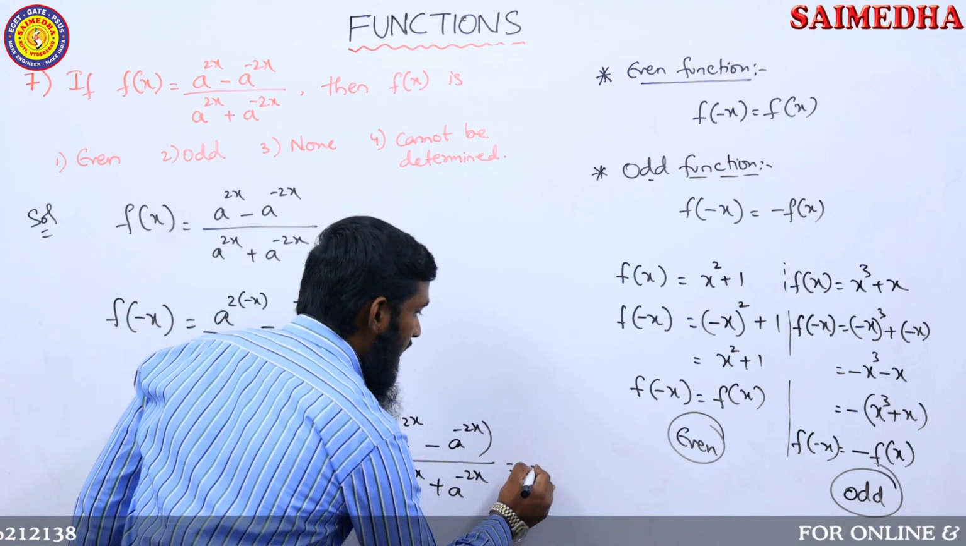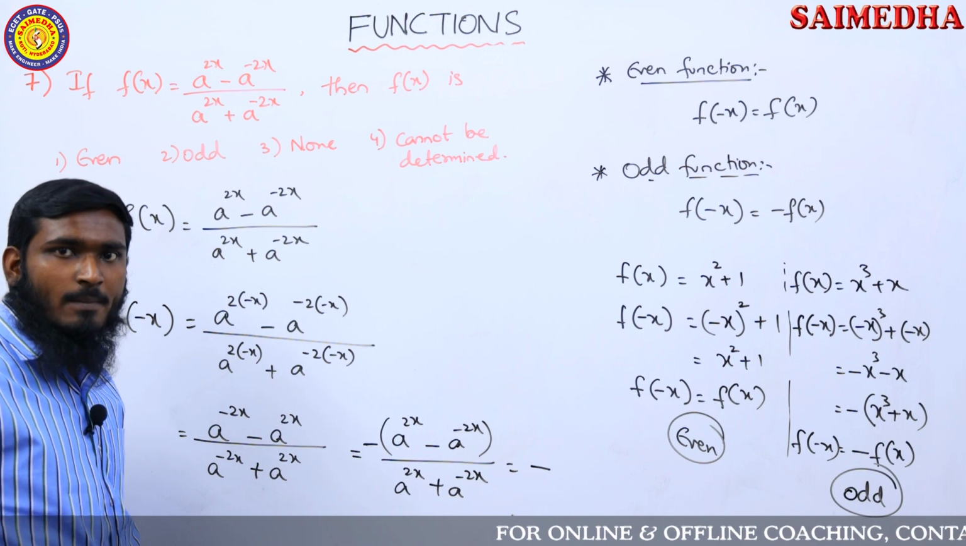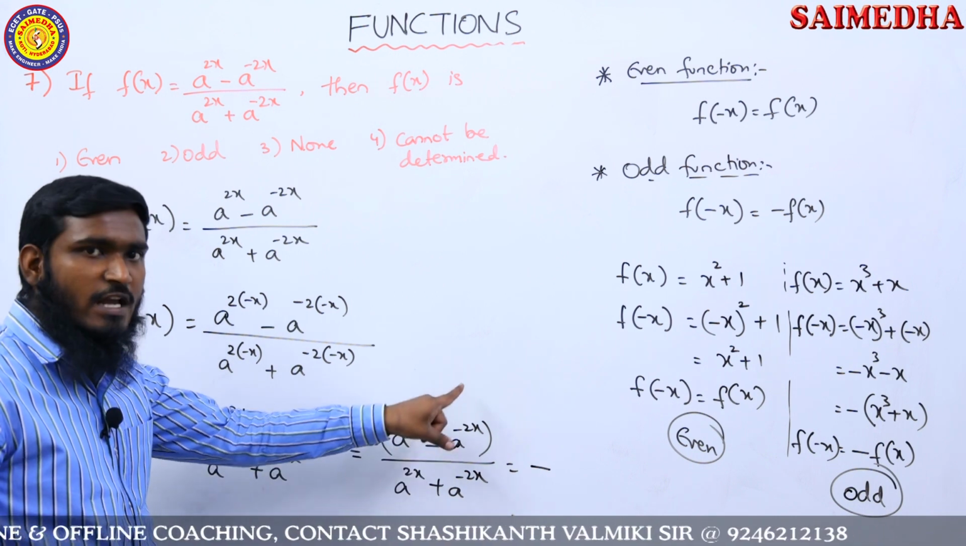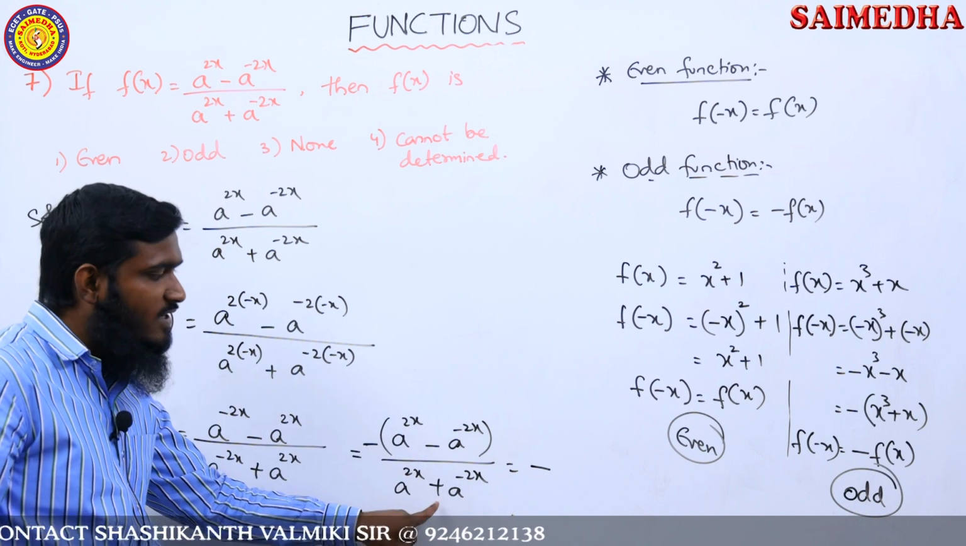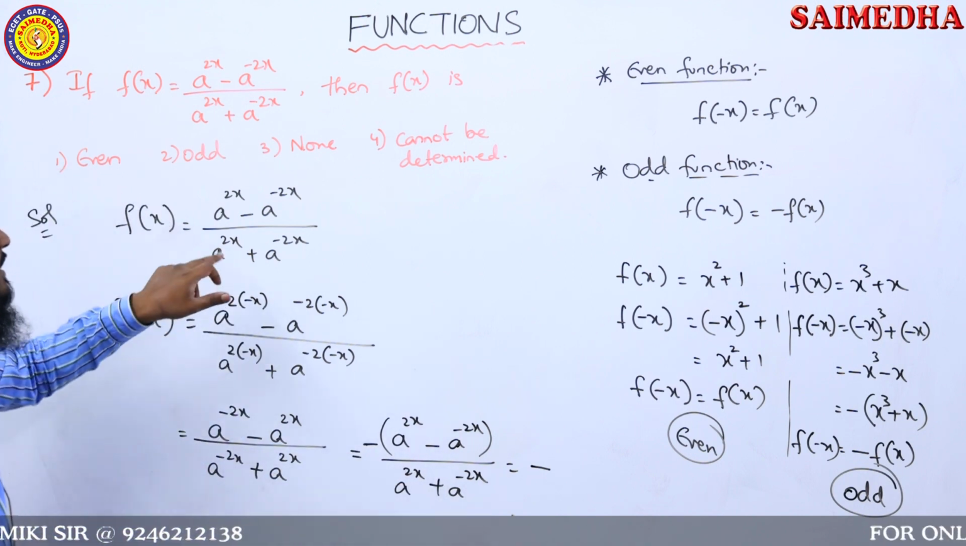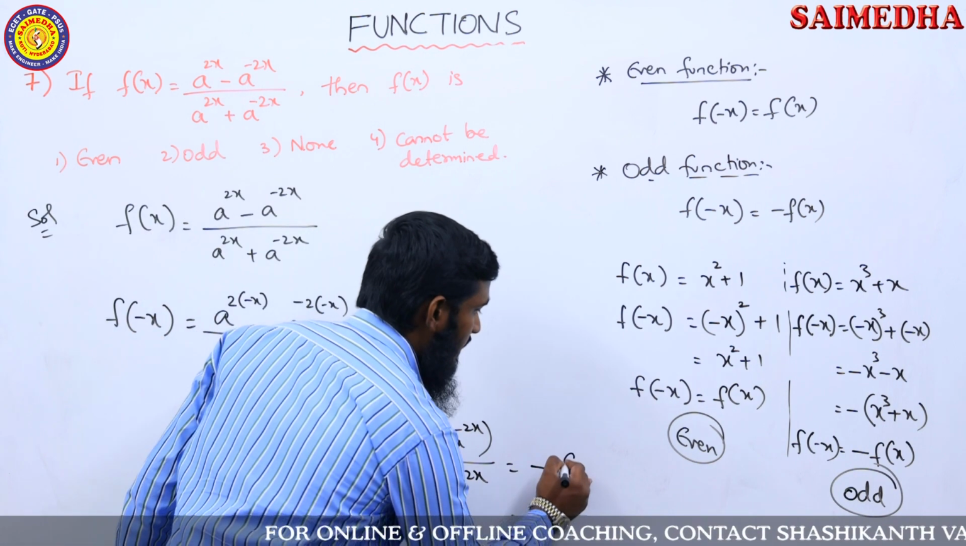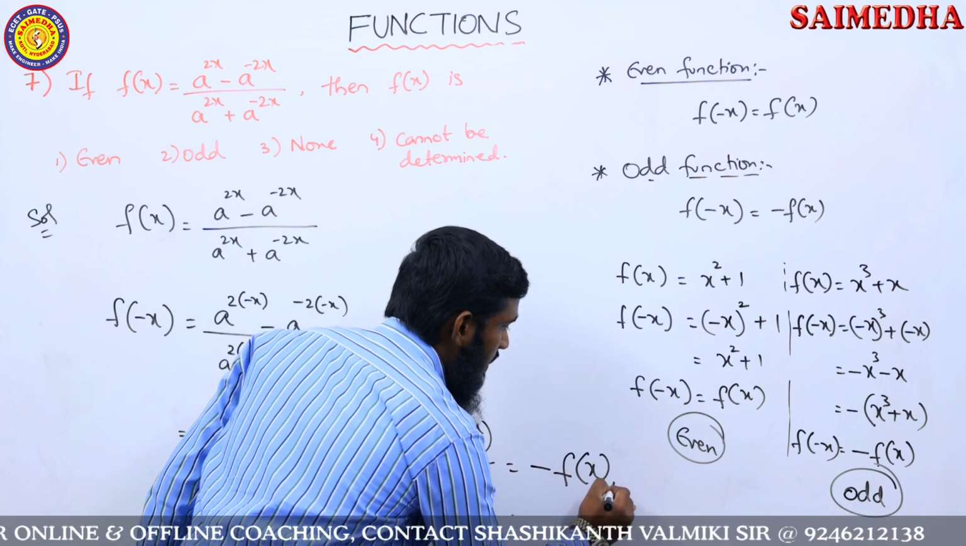So finally, what can we write? It is equal to minus, and we have written the minus part as it is. Then instead of a power 2x minus a power minus 2x divided by a power 2x plus a power minus 2x, we can write it as f of x. So we are getting the answer as minus f of x.